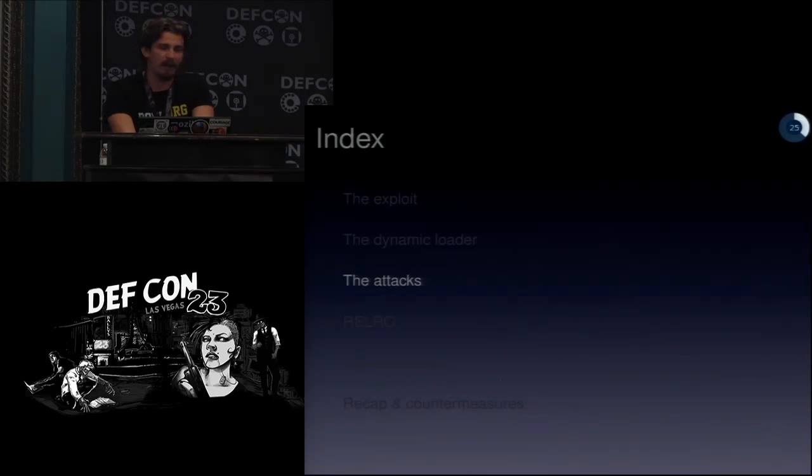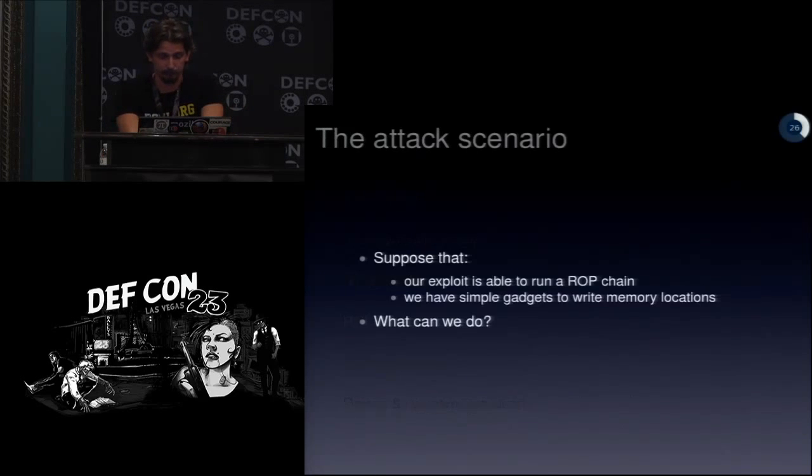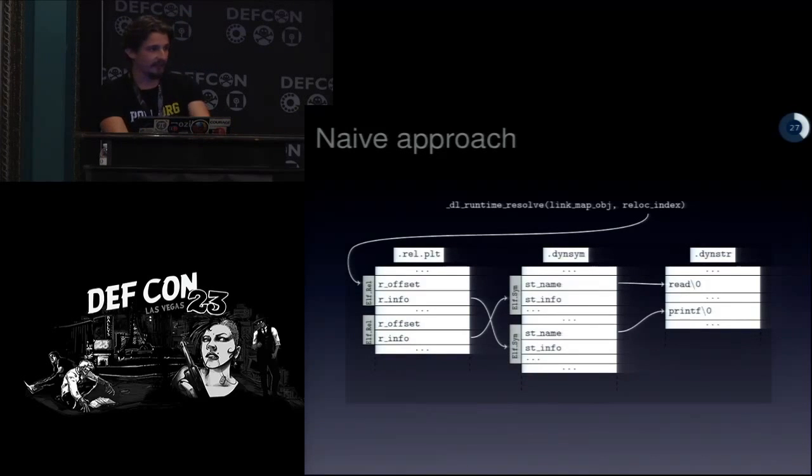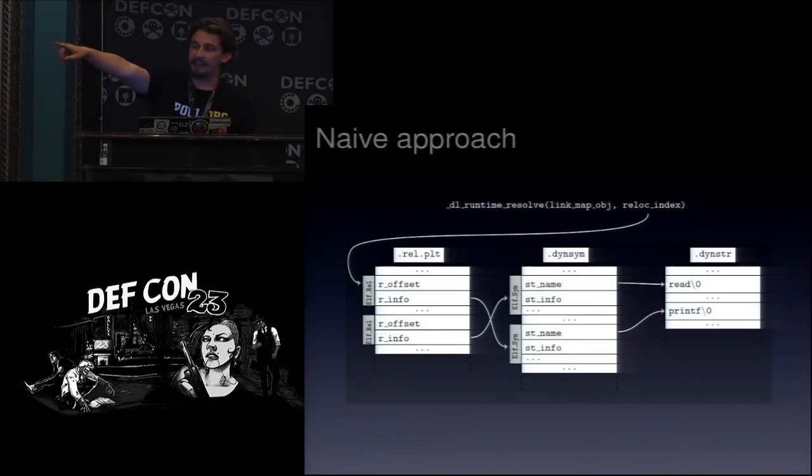Okay, so let's try to come up with an attack on this system. First, some assumptions. Our assumption, as I said, is that we are already able to divert the control flow, and we are also able to run a ROP chain, and we are also able to write to arbitrary memory locations with this ROP chain. So let's say we have a very small gadget which is able to say: okay, I have this address, I have this value, please write the value at that address. So very simple stuff. What can we do? If we look at this setting, the idea is: what if I'm able to replace the printf string, for instance, with execv?